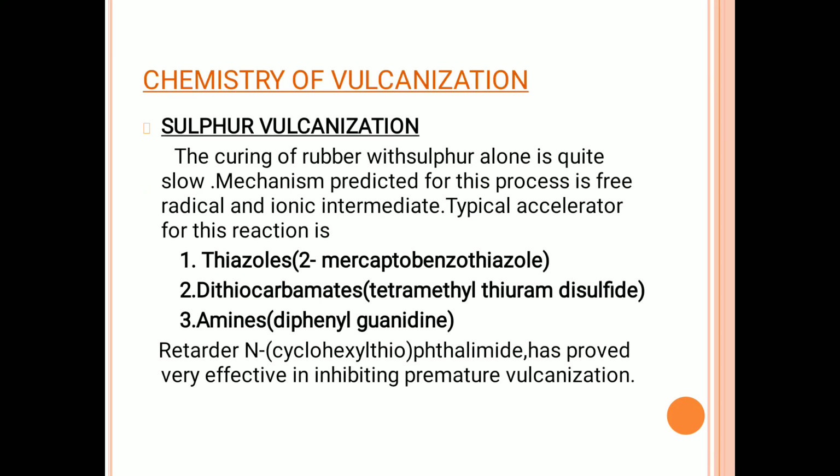Next is the chemistry of vulcanization. Sulfur vulcanization: the curing of rubber with sulfur alone is quite slow. The mechanism predicted for this process involves free radical and ionic intermediates. Typical accelerators for sulfur vulcanization are thiazoles, for example 2-mercaptobenzothiazole; next, dithiocarbamates; and third, amines. There are also retarders like N-cyclohexylthiophthalimide, which has proven very effective in inhibiting premature vulcanization.